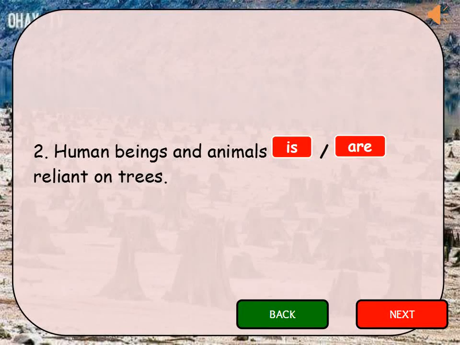Question 2. Human beings and animals is or are reliant on trees. Now you have 5 seconds to answer the question. Correct. Human beings and animals are reliant on trees. Why? Because human beings and animals are plural subject. Well then, now let's move on to the next question.